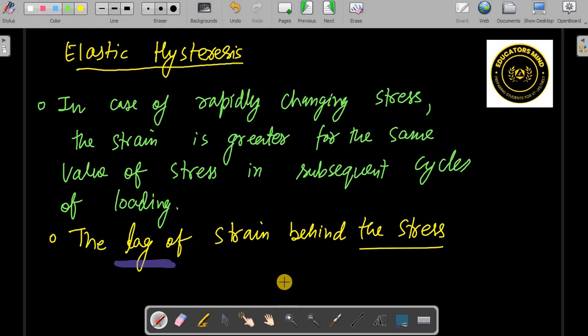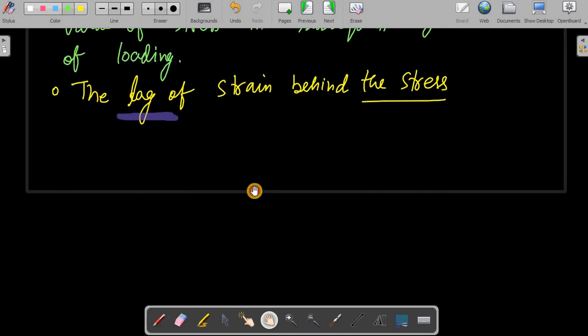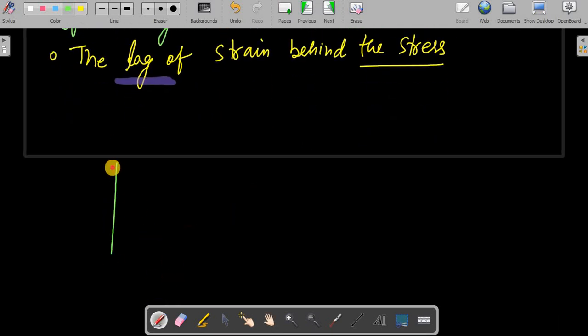So for example, let's try to understand this by a graph. Suppose if you draw the graph of stress versus strain. Let us say the behavior, elastic behavior, initially it is like this. Okay, it is going like this. But now you remove the loading. When you remove the loading, the graph will not come in the same path. It will be coming like this.